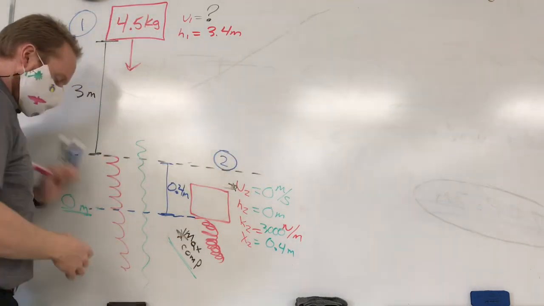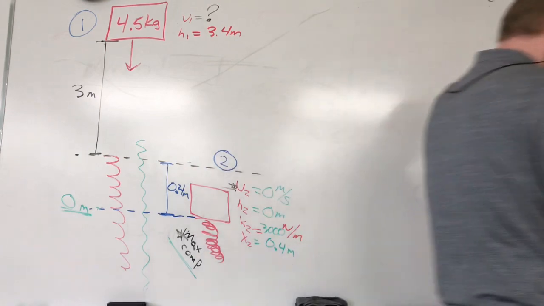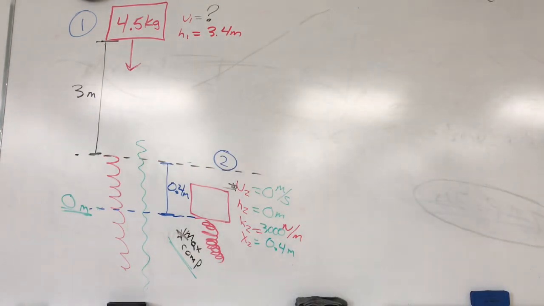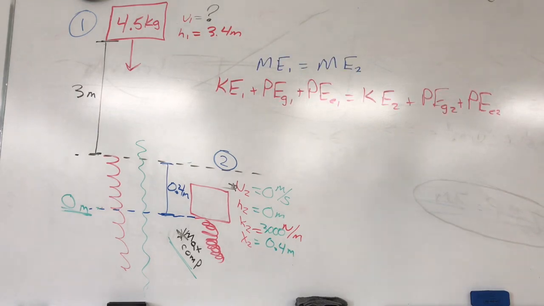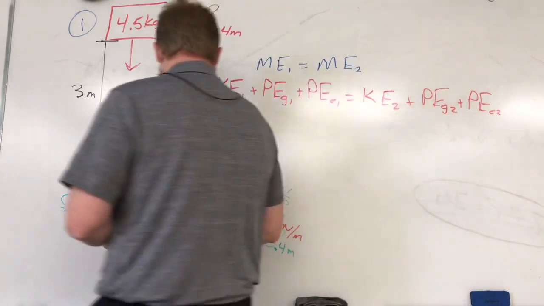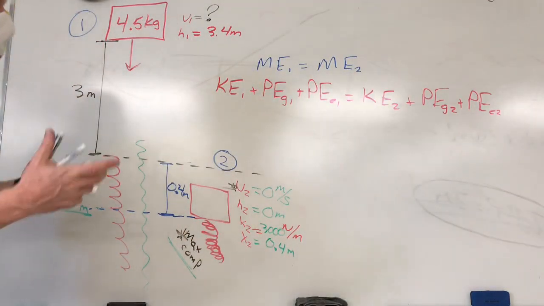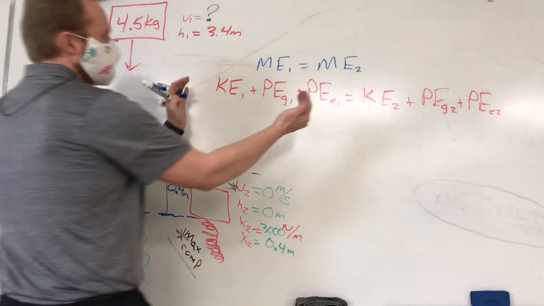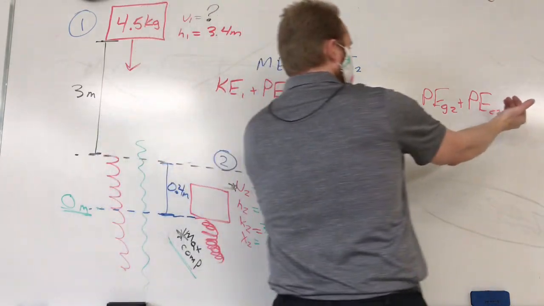I'm going to ask you, if you're on the video, to pause it to finish the calculation. I'll give you in class a little bit more time, and then we'll wrap this up. It's a 2-location problem. ME1 equals ME2. Because ME1 equals ME2, ME1 breaks down to this, ME2 breaks down to this.